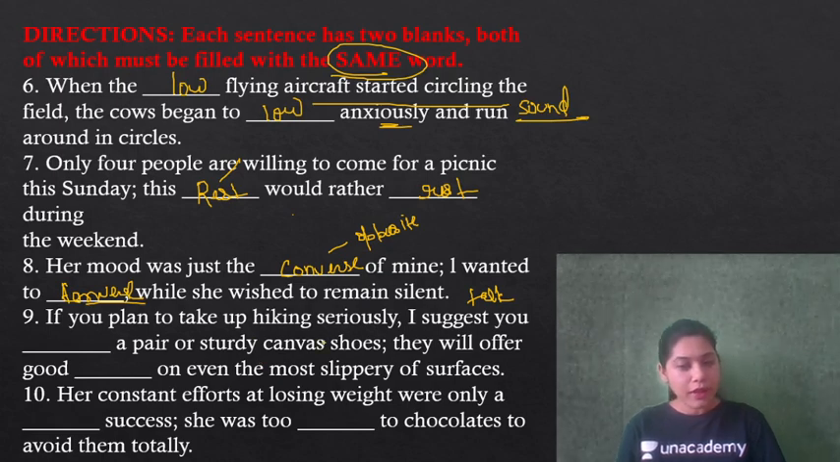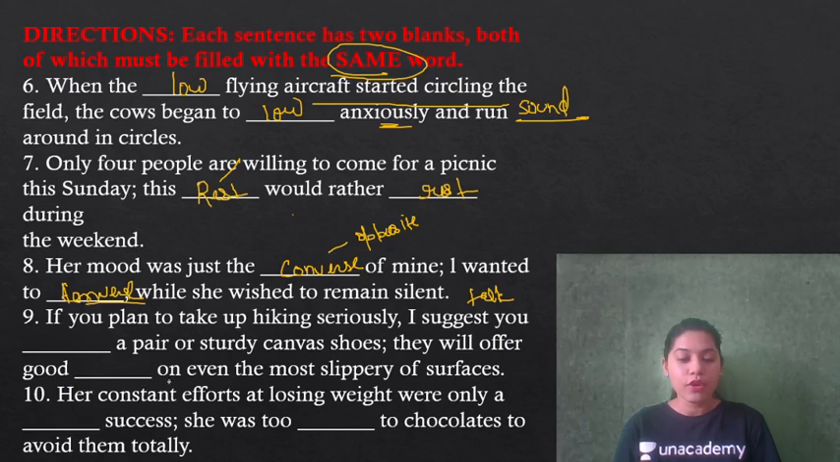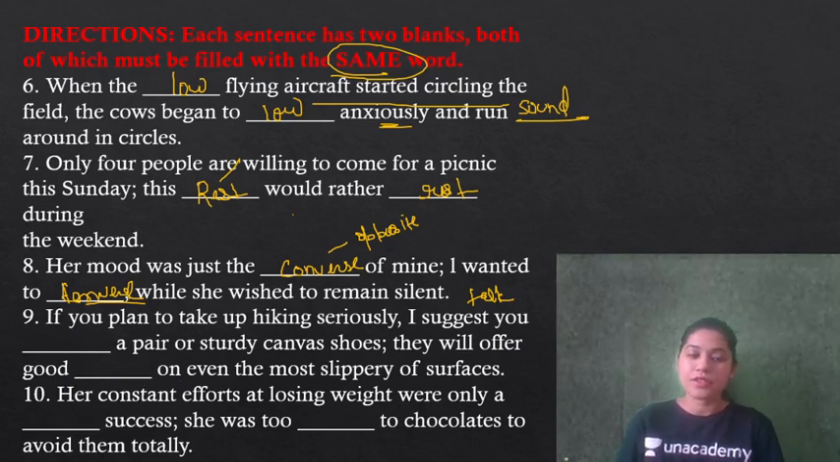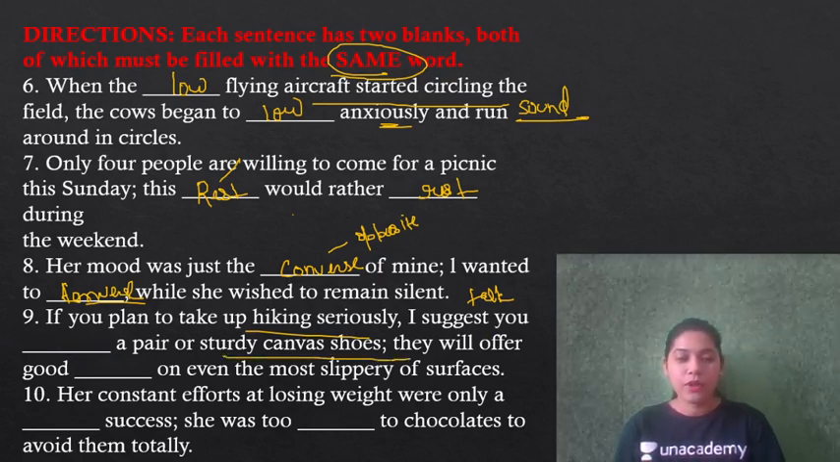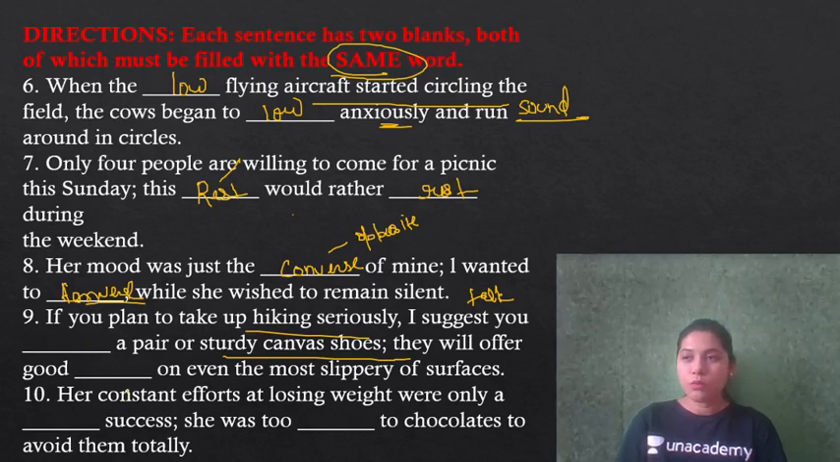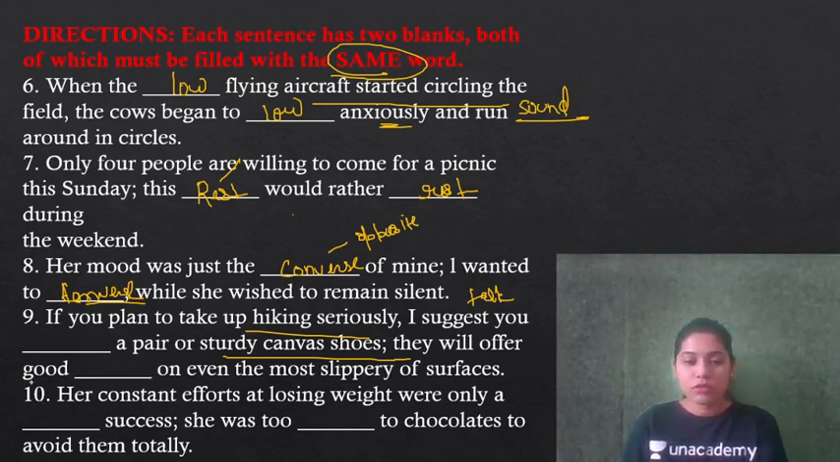If you plan to take up hiking seriously, I suggest you dash a pair of sturdy canvas shoes. They will offer good dash on even the most slippery of surfaces. So if you plan to take up hiking seriously, you need to buy good sturdy canvas shoes. I suggest you dash a pair of, so buy or something like take, borrow, buy something, and they will offer good grip on even the most slippery surfaces. So you need something that means grip, and then buy or borrow. But what is that one word which has a primary and secondary meaning similar to that? So think of a synonym or something.